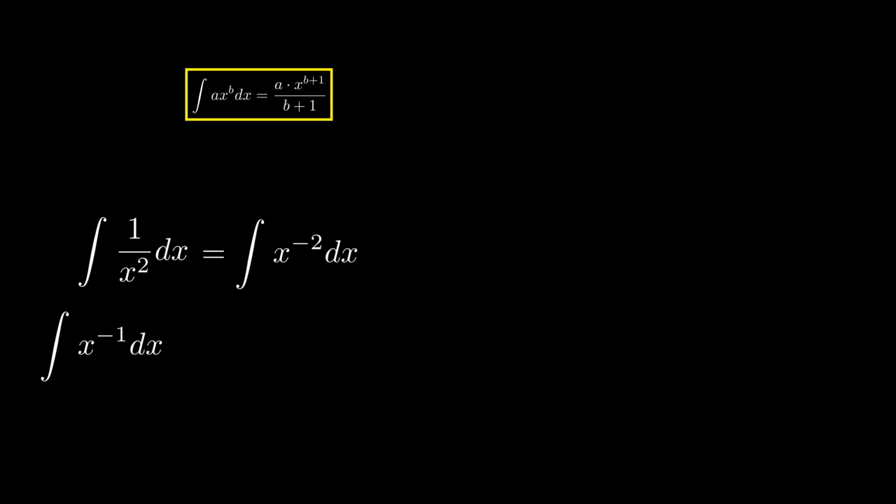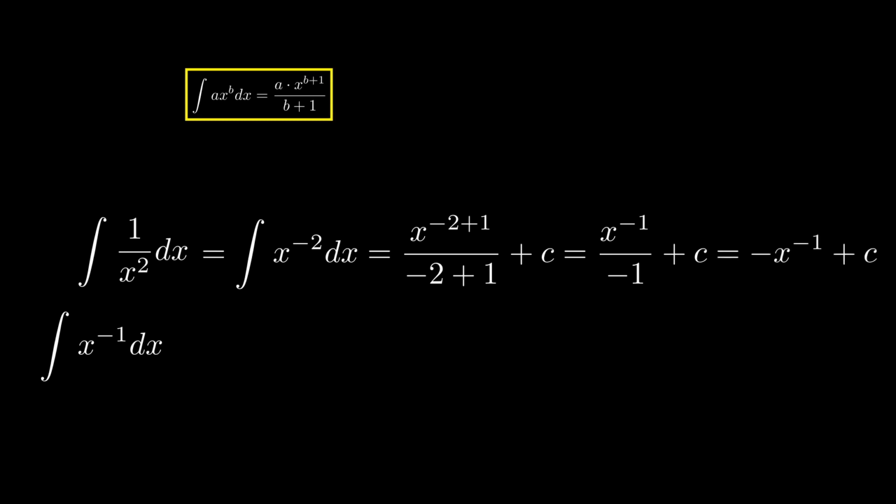So what about the first one? If you want to solve this integral, then you need to rewrite this as the integral of x to the power of minus 2 dx. Now we can use the power rule to get the following. So at the end we just get minus x to the power of minus 1 plus c.